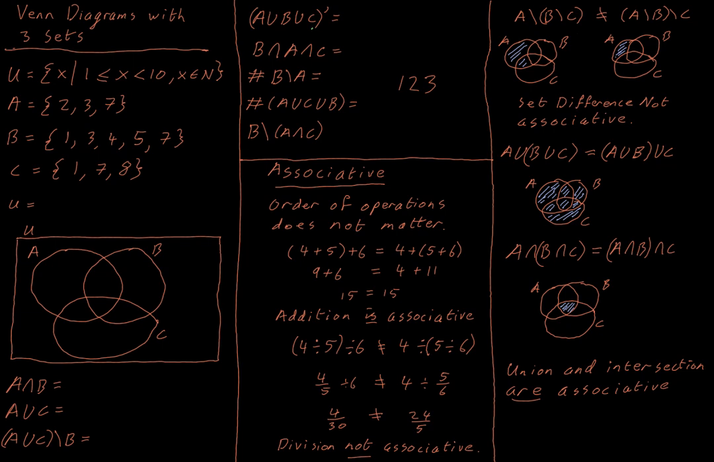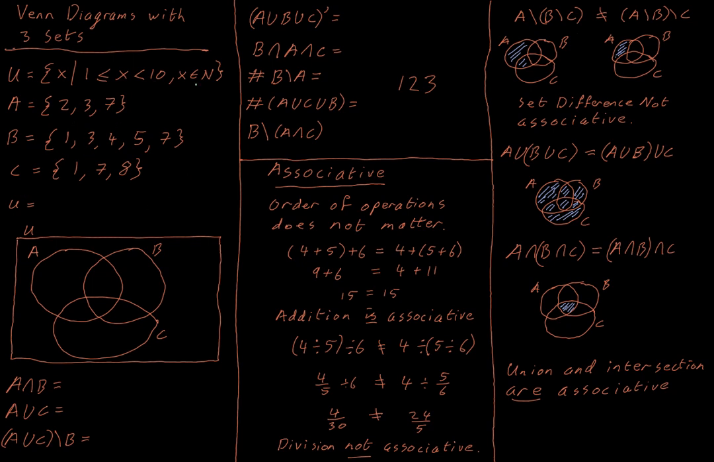So we'll just get used to our language, and we're also going to discuss the idea of the associative property of numbers and sets. So we start off with our example here. The universe for this question, all of the elements that we could possibly deal with in the question, are described by x, where x is greater than or equal to 1 and less than 10, where x is a natural number. A is the set 2, 3, and 7. We have our curly brackets. We have a comma in between each element, B and C.